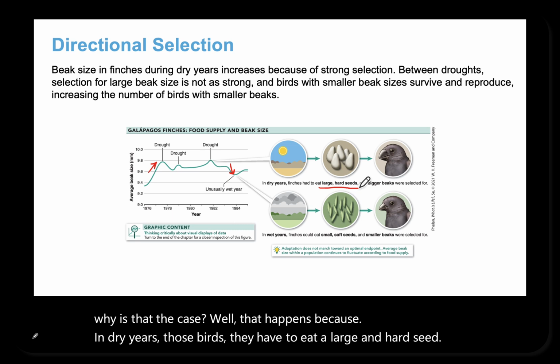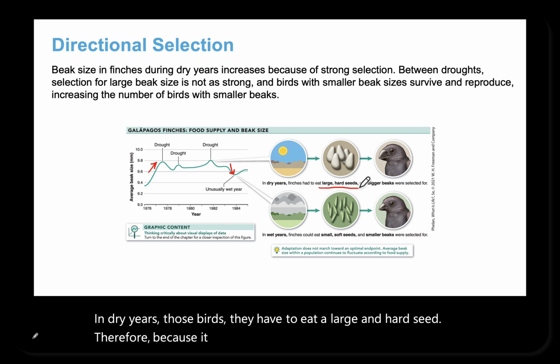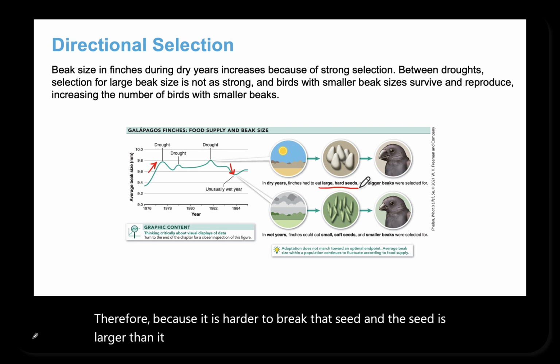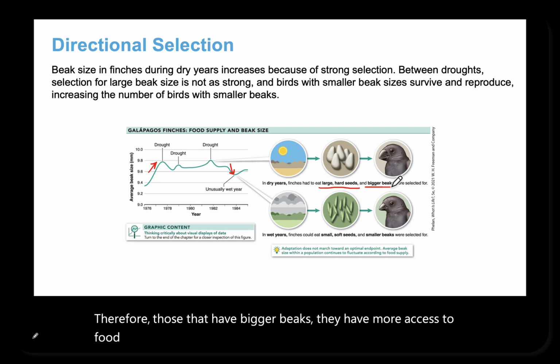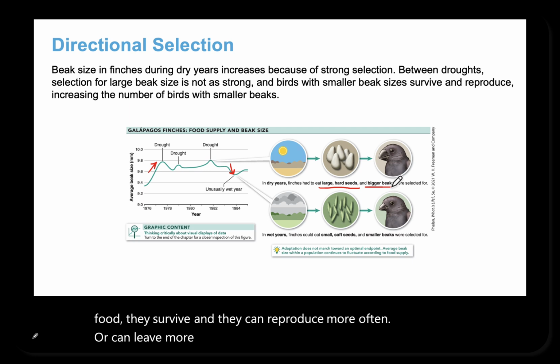Therefore, because it is harder to break that seed and the seed is larger, it is better for those individuals to have a bigger beak. Those that have bigger beaks have more access to food, they survive, and they can reproduce more often or leave more offspring than those that have a smaller beak.